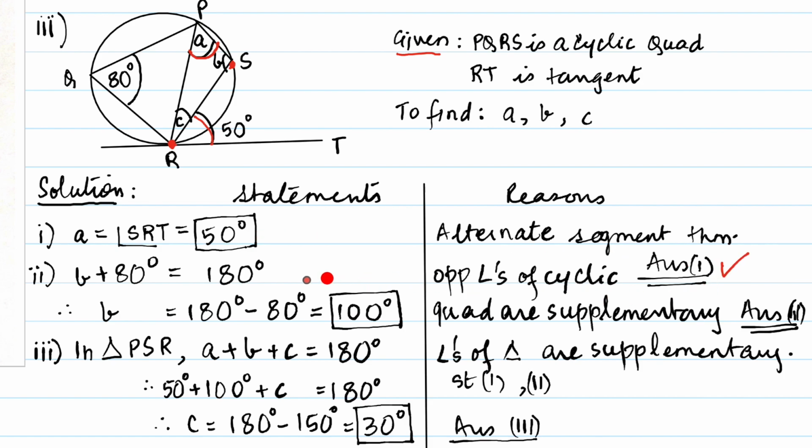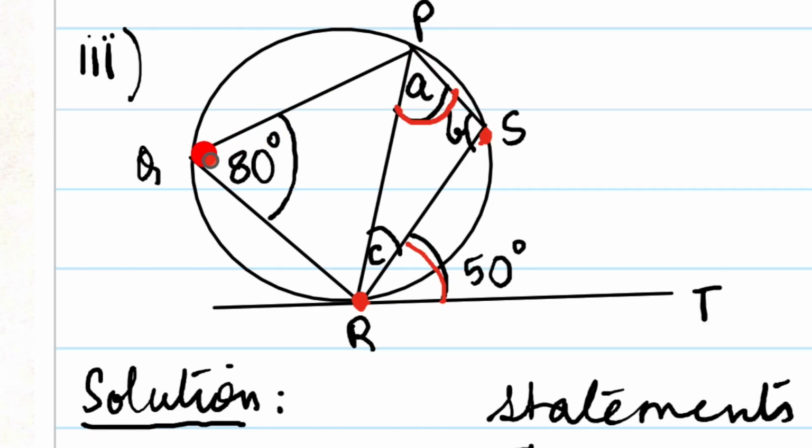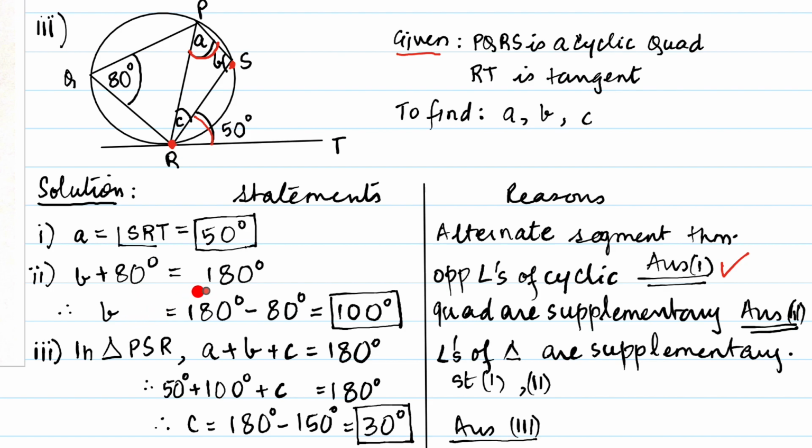That's our answer 1. Then in this cyclic quadrilateral, this A and this B can be connected. They are the opposite angles of the cyclic quadrilateral, yes. So we have B equal to 180 minus 80, that is 100, because opposite angles of cyclic quadrilaterals are supplementary, and that is our answer 2, and that is our second mark.